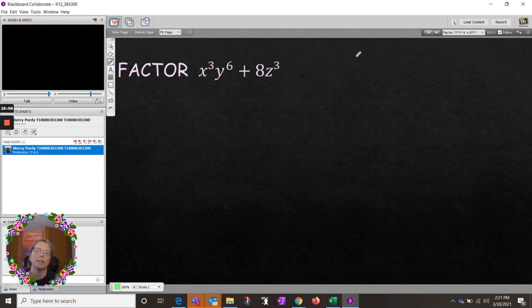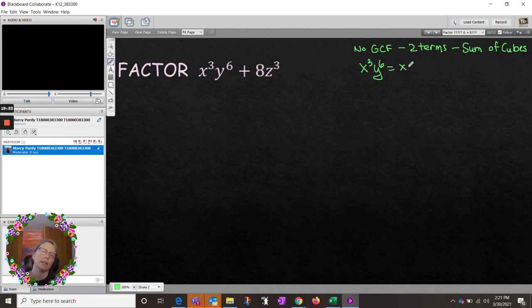So this is a sum of cubes. There's no GCF. It's 2 terms. It can't be a difference of squares because of the plus, for one thing. Then we check to see if they're both perfect cubes, which they are. Because x to the 3rd times y to the 6th is xy squared times xy squared times xy squared. And 8z to the 3rd is 2z times 2z times 2z.